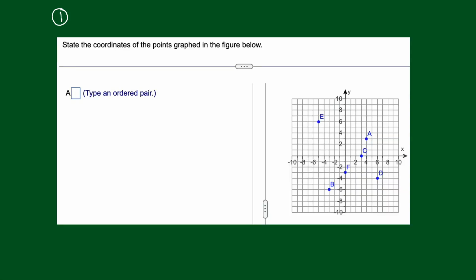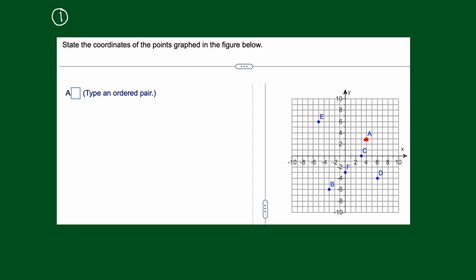In problem 1 here, what we're supposed to do is state the coordinates of the points graphed in this picture right here. So let's start with A. All right, here's A. I found A down here. Now I'm going to put a yellow mark at A so I can see it. Well, yellow's not so good. Let's use red. All right, so I'll put a red mark at A.